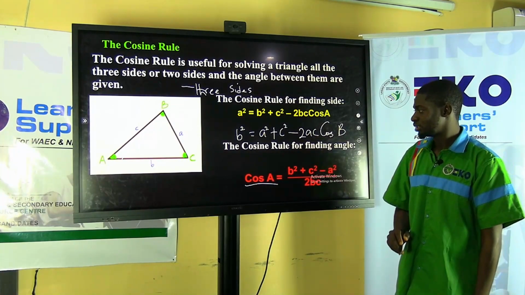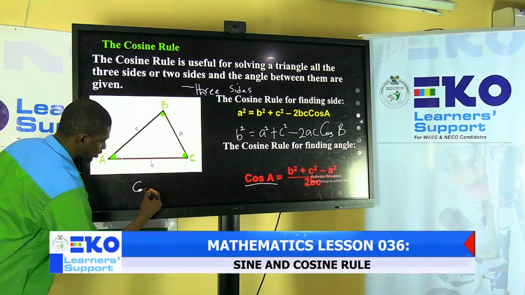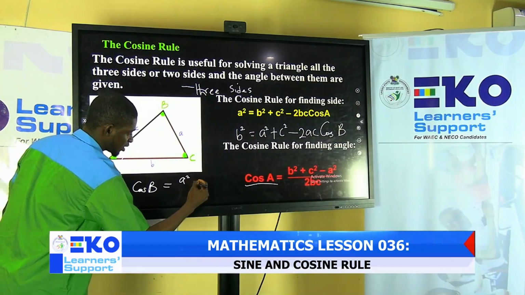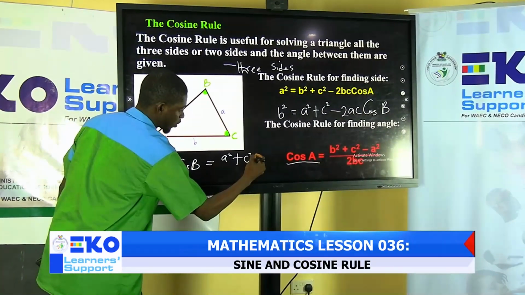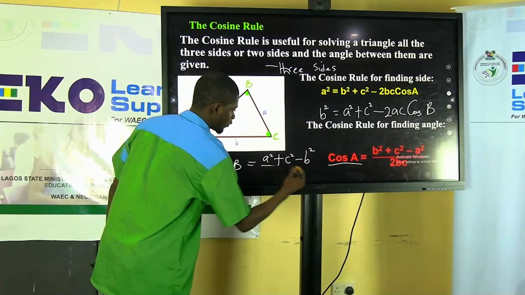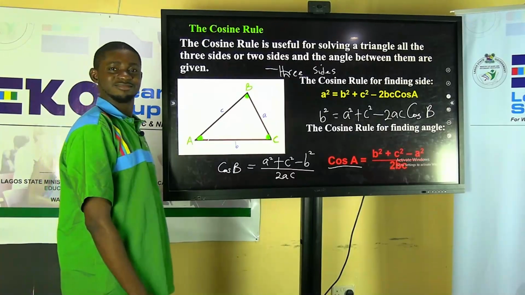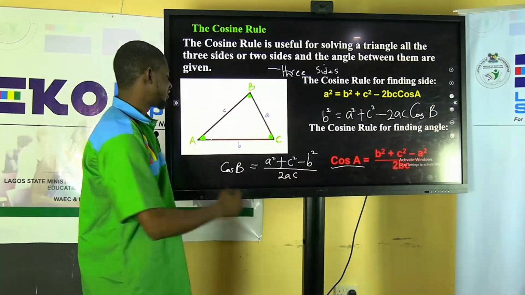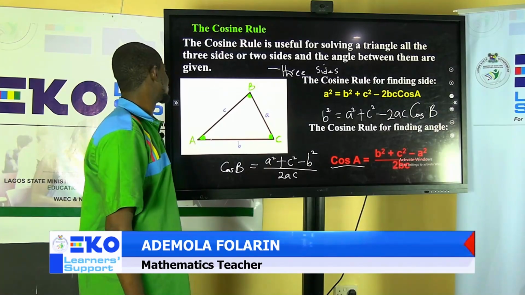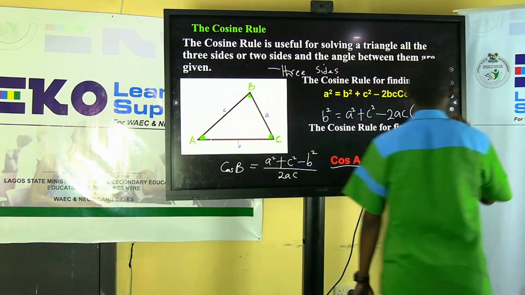What if it is angle B? Now let's rewrite. Angle B, we say cos B equals A squared plus C squared minus the daughter, which is B squared, over 2AC. Isn't that interesting? You too can rewrite for C. And once you can do that, we are good to go with the use of cosine rule. Remember the rules of cosine rule.